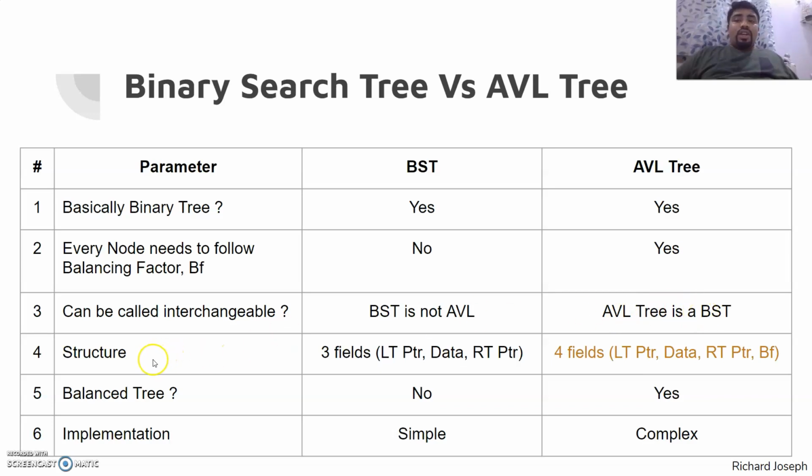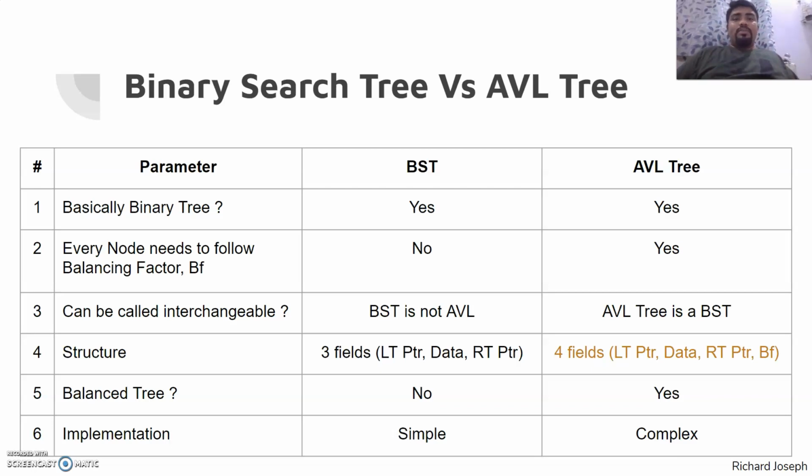Now, the structure of a node in binary search tree has to have only three fields. That is the data field, right? Then a pointer to the left child and a pointer to the right child. But in AVL trees, we have four fields: the pointer to the left child, the data, the pointer to the right child, and then the balancing factor.